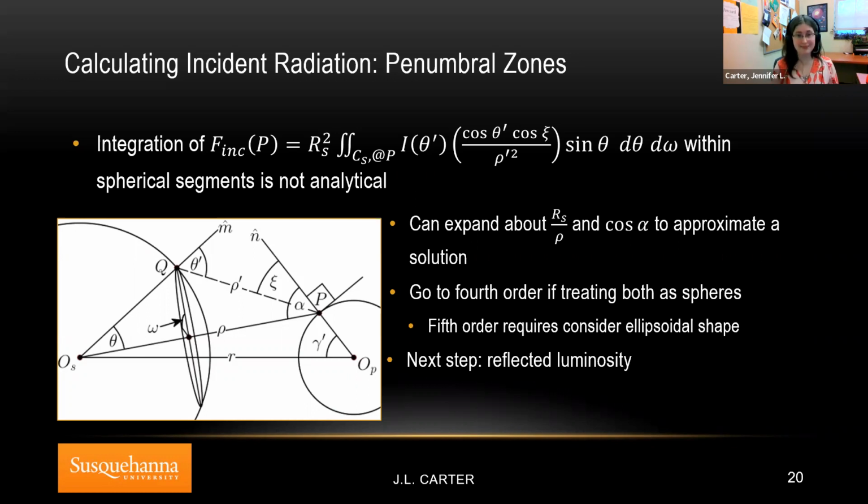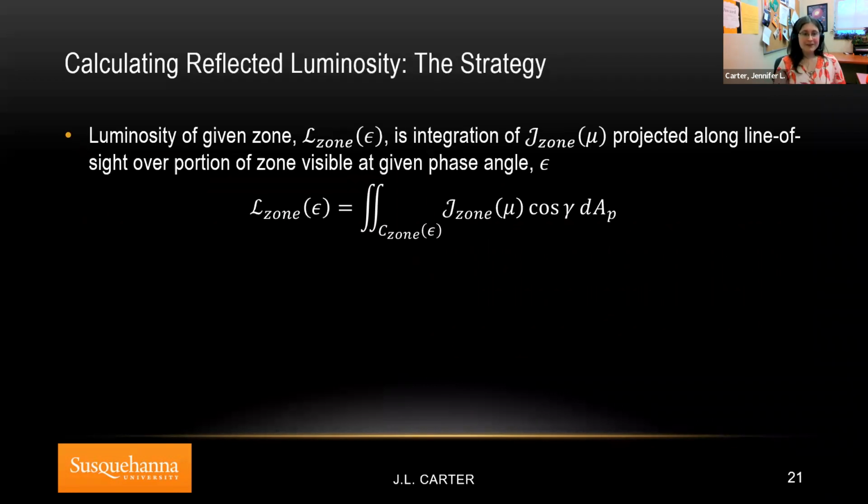Once we get those integrals to actually get the incident stellar radiation, we can then integrate to get luminosity. I've already done this for the fully illuminated zone. Let's take a look at some previous results and current results just within that zone. First, how do we approach it? Of course, we integrate our intensity projected along our line of sight and integrate over the exoplanet.